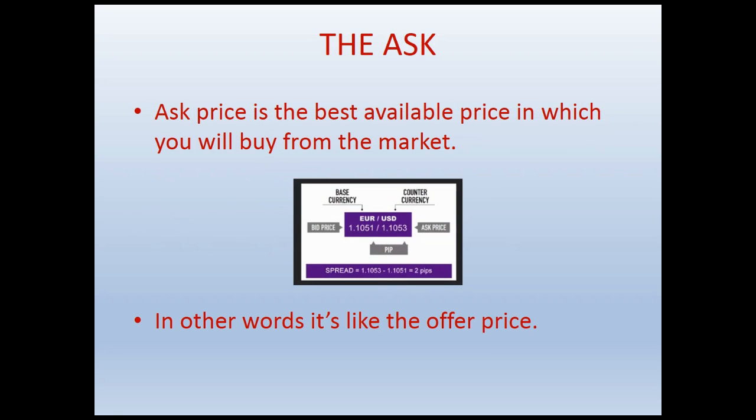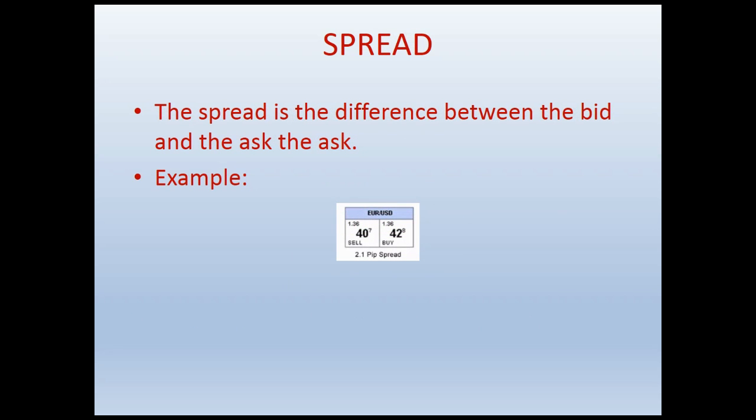And we have something called the ask. Ask is the best available price at which you will buy from the market. So if you want to buy, the market will offer you two kinds of prices, which is the bid price and the ask price. And the difference between the bid price and the ask price is called a spread. In other words, it's like the offer price. Okay, let's move along to the spread. The spread is the difference between the bid and the ask.